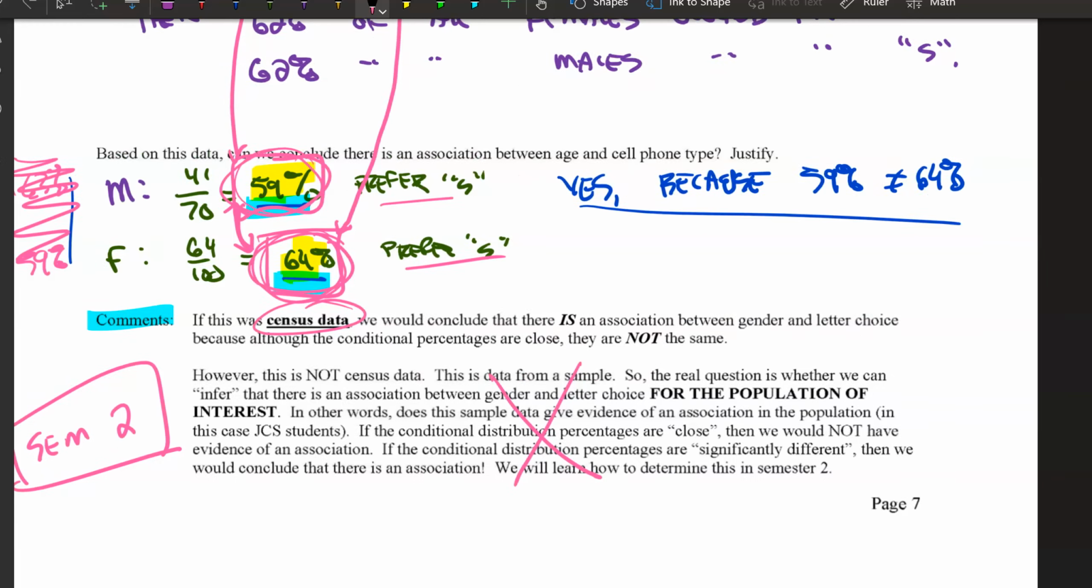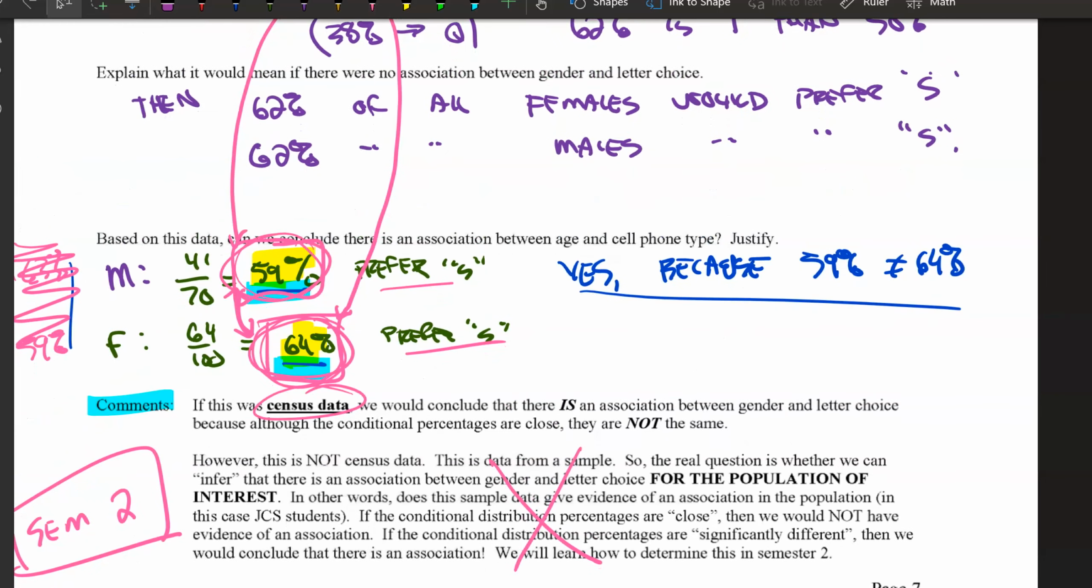All right, so that's the end of section 1.1. Good luck.